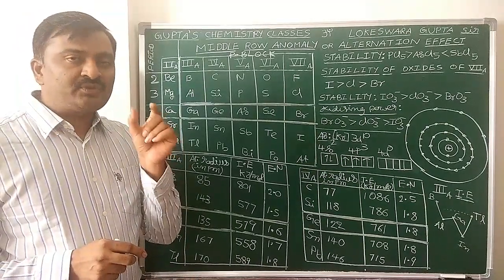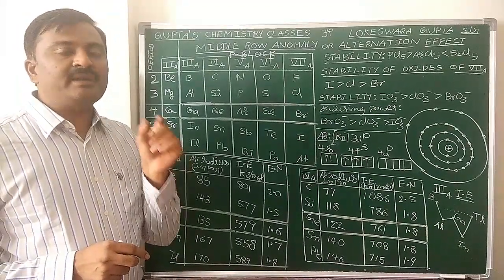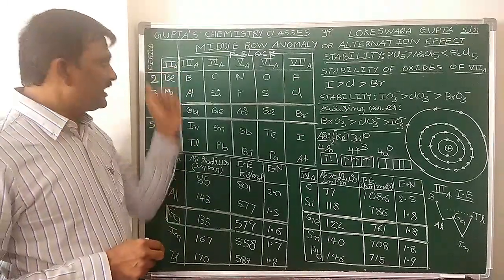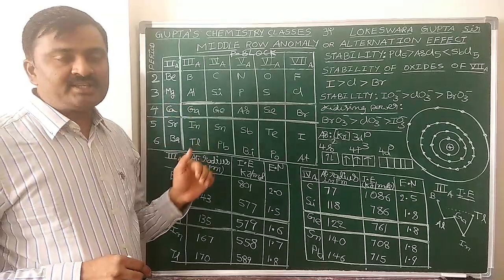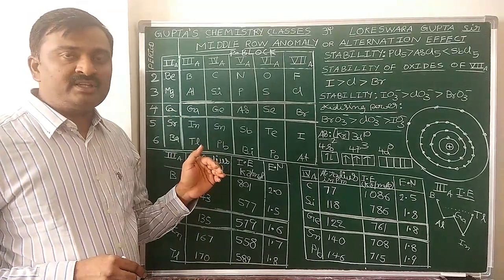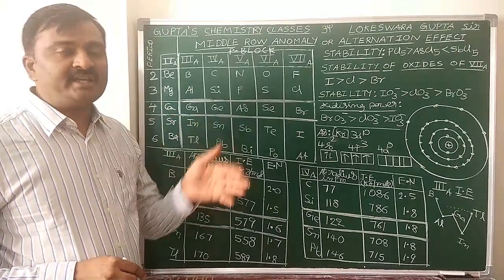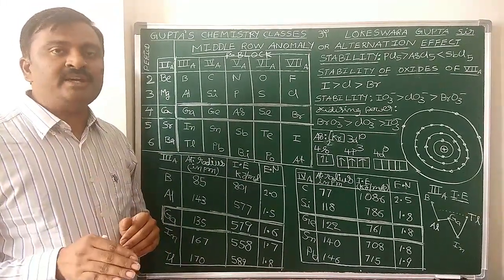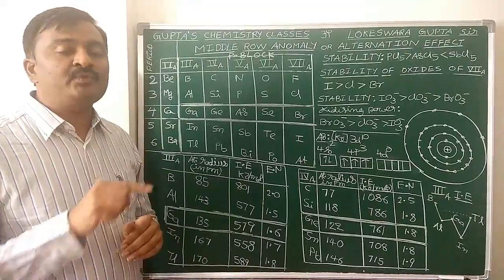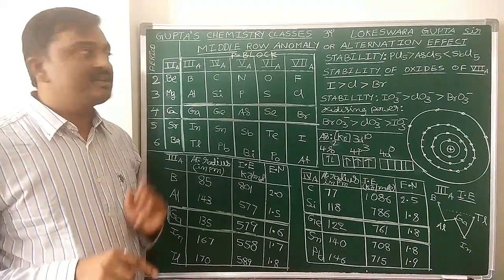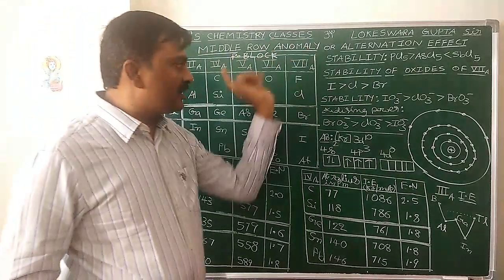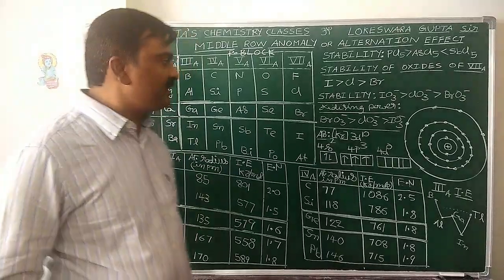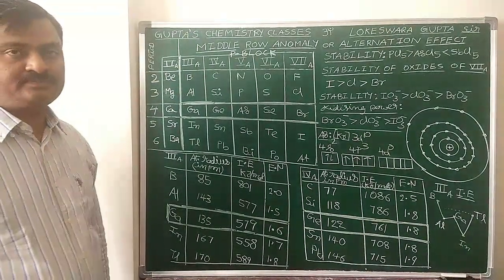Fourth period elements of the p block exhibit some anomaly in their regular trends like atomic radius, ionization energy, electronegativity, and stability in the higher valency. Now, this anomaly exhibited by the p block elements of the fourth period, that is the middle row, is called middle row anomaly or alternation effect.